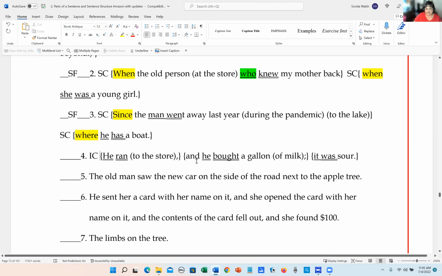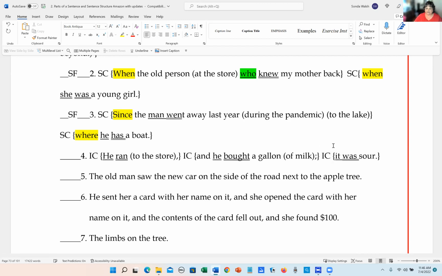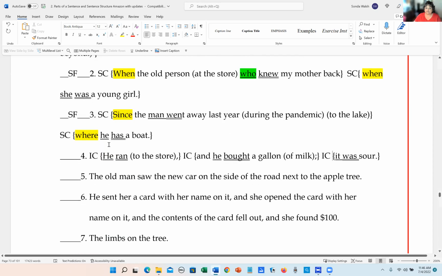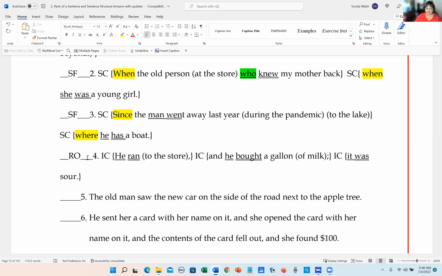I do the same thing for the second clause. He bought a gallon of milk. I go to my subject, I look to the left, I have a coordinating conjunction, but that does not make it a subordinate clause. So this is an independent clause. And then I go to the third one and I don't have anything before it. I have an independent clause. So this sentence has 3 independent clauses. And my definition says that 3 independent clauses is a run-on sentence. There's a better way to write it. So we're going to call that a run-on.